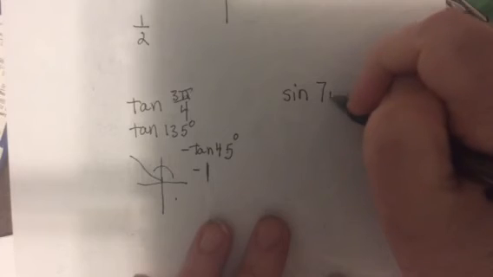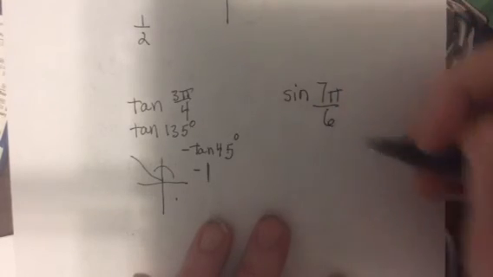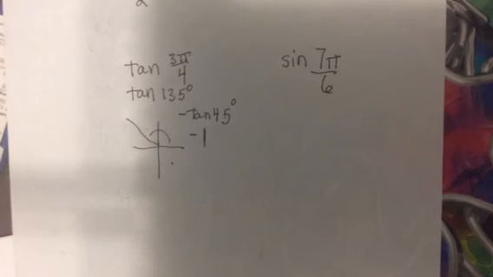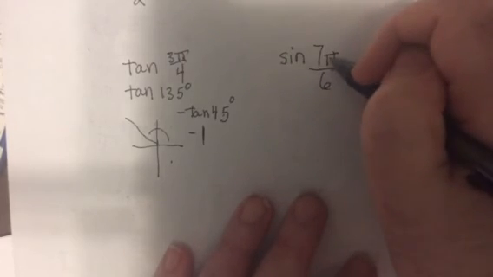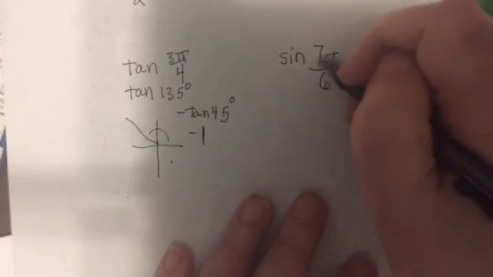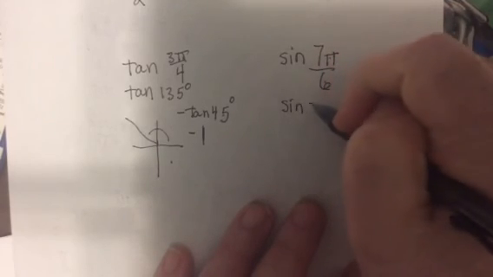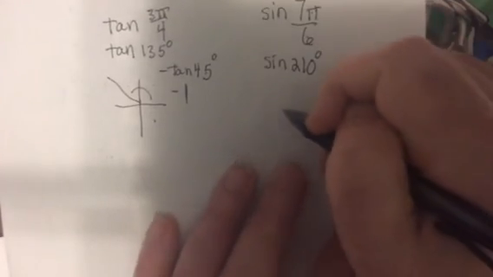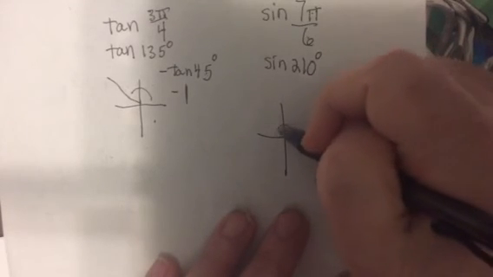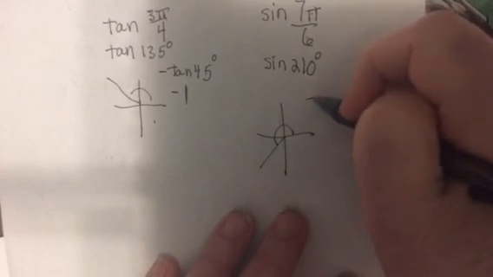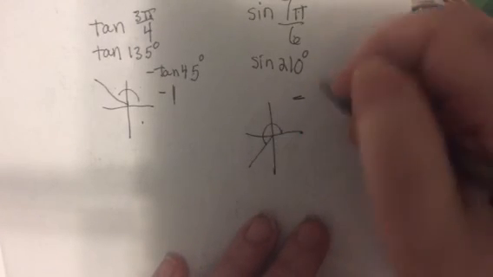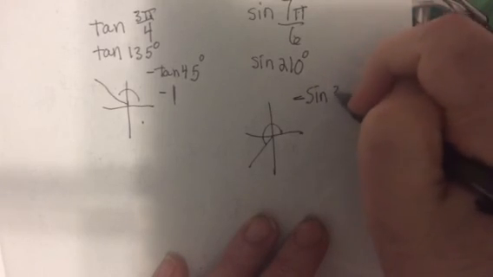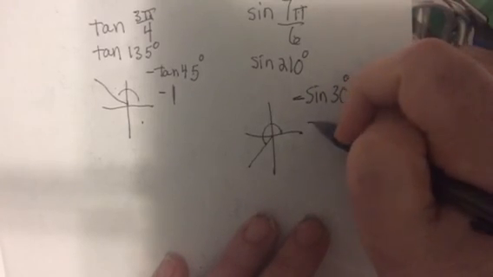Sine of 7 pi over 6. Change it to degrees and then use reference angle and figure it out. 180 divided by 6 is 30, so that's 210. 210 is in the third quadrant. Sine is negative in the third quadrant. And this would be 30 degrees. Looking at your chart, you should know sine of 30 is a half.